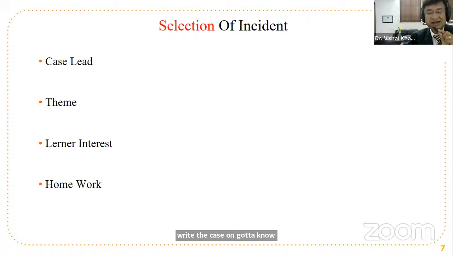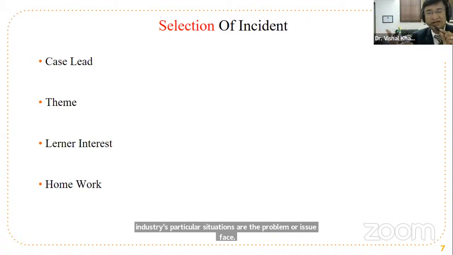So my dear friends, a case lead always starts with an indication that something worthwhile from the case writer's point of view is likely to occur. This will provoke you to write the case on a particular point of time, particular issues, particular situations, or a particular problem faced by industries or by society. COVID is a situation which we all have faced.